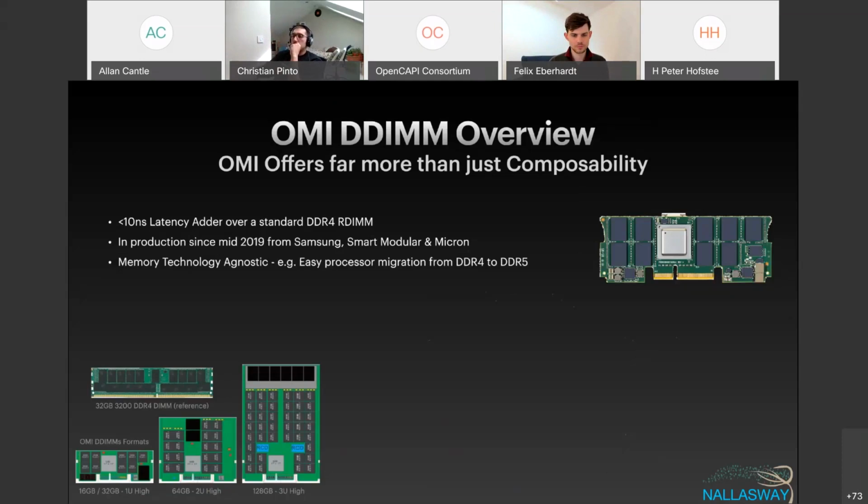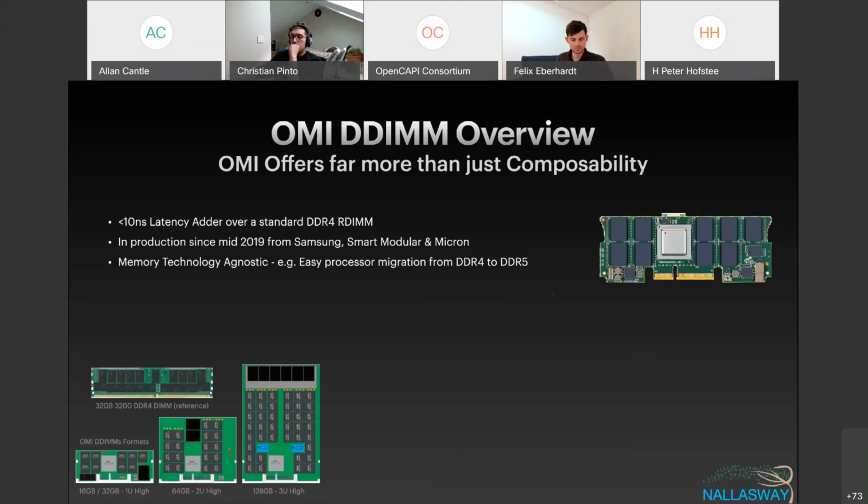This module has actually been in production since mid-2019 and is available from Samsung, Smart Modular, and Micron. And so, it's a relatively mature technology. The memory channel itself is completely technology agnostic. So that will allow easy migration, for example, between DDR4 and DDR5.